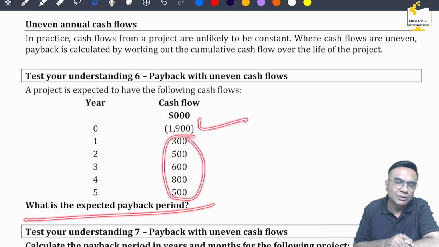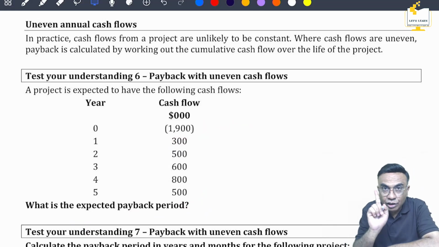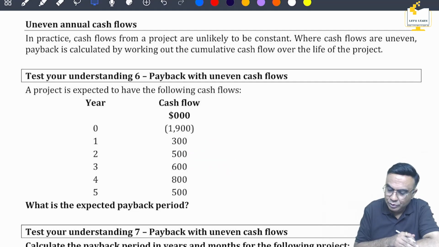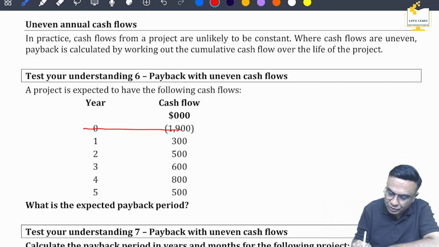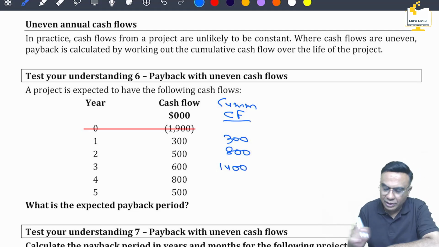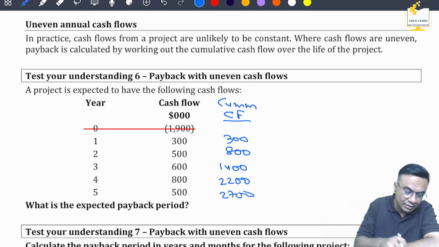What is the expected payback period? So in short, the question is what? The investment in the project is 1900, right? In year 1 you will be recovering 300, 500, 600. So how many years it will take to recover 1900? That is the question basically. So what we do is, for the time being, ignore this 1900. What you're going to do is calculate cumulative cash inflow. So this is 300, this is 800, then 800 plus 600, 1400. 1400 plus 800, that comes to 2200, and then 2700. Correct?